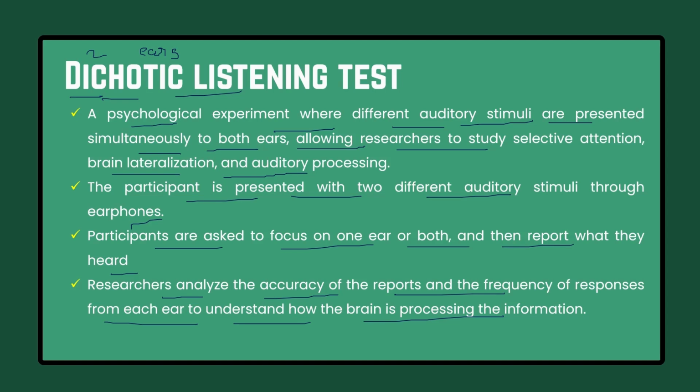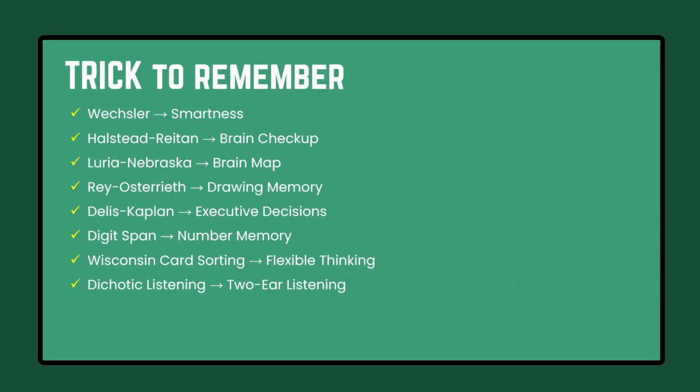So this was the dichotic listening test. Again, I said the meaning is there in the words. Di means two, otic means ears. So two different sounds, two different ears, and you have to identify and isolate each of the sounds and report. This was the dichotic listening test. So that was all about the test.